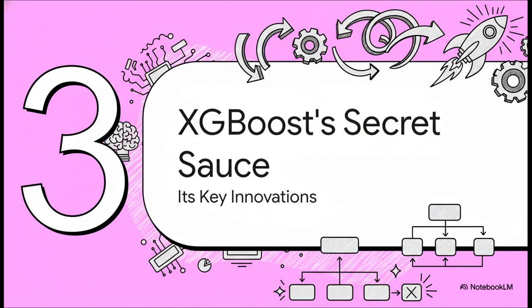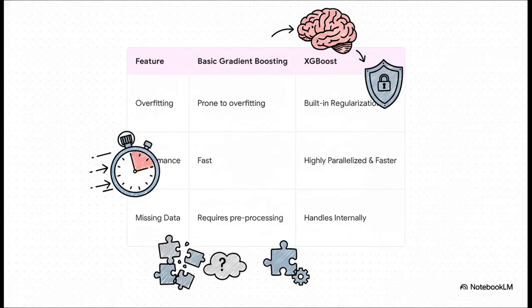What are the specific upgrades that it brought to the table that made it so much more powerful than the standard way of doing things? Well, XGBoost introduces several major upgrades over basic boosting. First, while older methods can easily overfit, that's where they basically just memorize the training data instead of learning the real patterns, XGBoost has built-in regularization to stop that from happening. It's also been engineered for insane speed by parallelizing how the trees are built. And finally, and this is a big one, it can handle missing data internally, right out of the box, which is a huge, huge advantage.